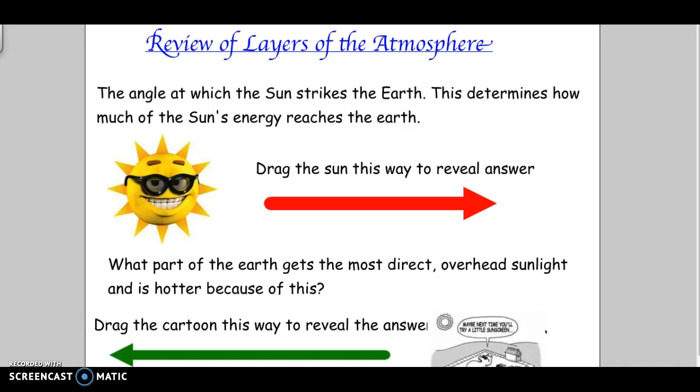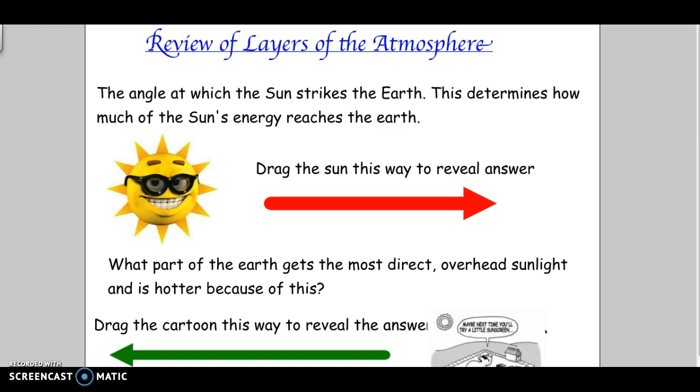Let's actually review the layers of the atmosphere first. I think that'll be better. I do want to introduce you to a new term. This new term I've already written up here on the anchor chart. It's also going to be right up here for you, and I will highlight it. You will want to put this in your notebooks.